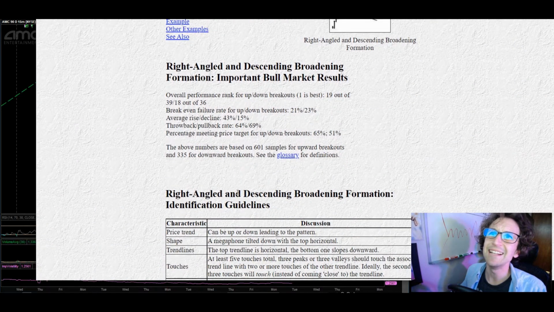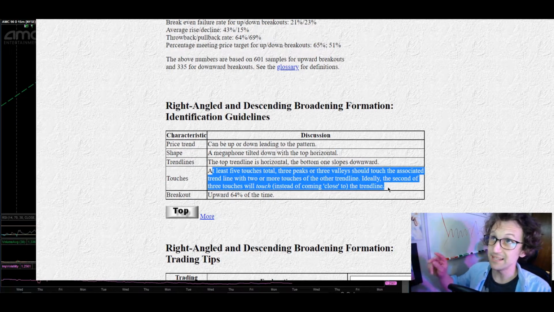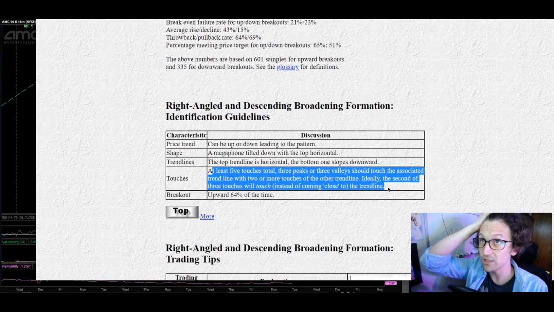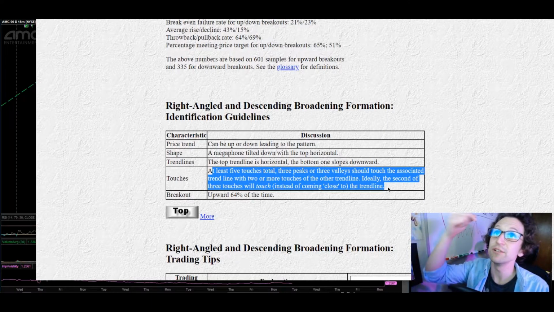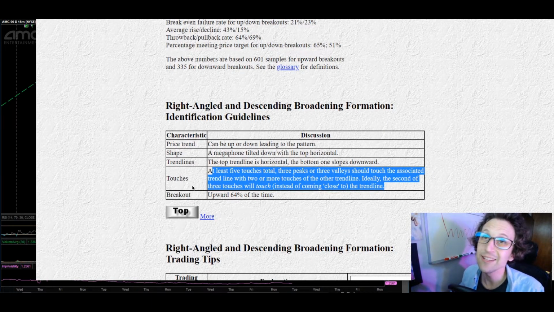So let's talk about ID guidelines first. Price trend can be up or down. Shape, a megaphone tilted down. The top line is horizontal. Touches at least 5 total. 3 peaks and 3 valleys should touch the associated trend line with 2 or more touches of the other trend line. Got it. Ideally, the second of 3 touches will touch instead of coming close to the trend line, but that's okay. Sometimes you don't have to touch the line to make a touch point.